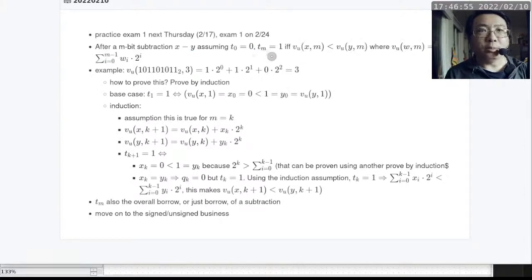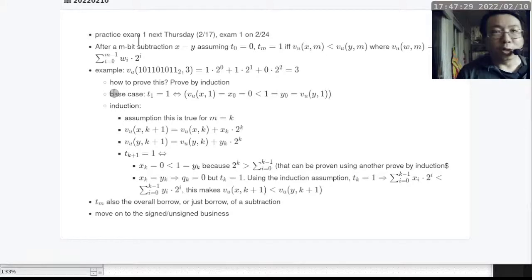So the claim is basically saying, Tm, which is the overall borrow, if we just look at the least significant m bits, the overall borrow of that subtraction is a 1 if and only if the unsigned value of x is less than the unsigned value of y if we just look at the least significant m bits. That's what the theorem is trying to say. So the question is, okay, so if that is the theorem, how do we prove it? The proof is down here.